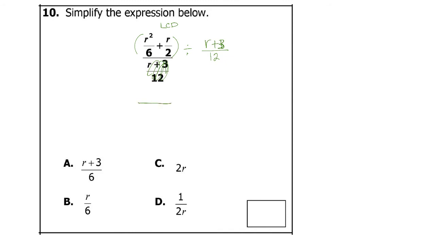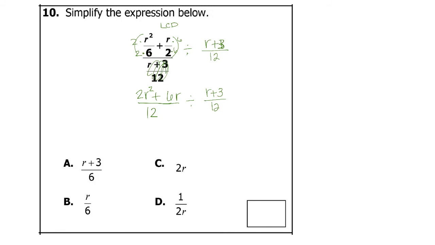So, I'm going to put all of this together over one denominator. So let's see, I need to multiply the bottom by 2 to get 12. So I've got to multiply the top by 2. So I'm going to have 2r squared plus, and then the same is true over here. I'm going to have to multiply by 6 top and bottom. So that's going to give me 6r over 12. And so we're going to have all of that as our numerator divided by r plus 3 over 12.